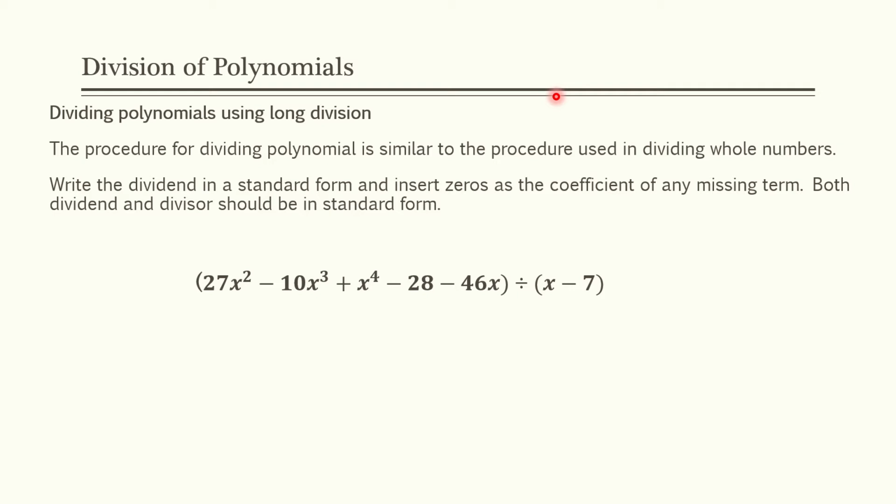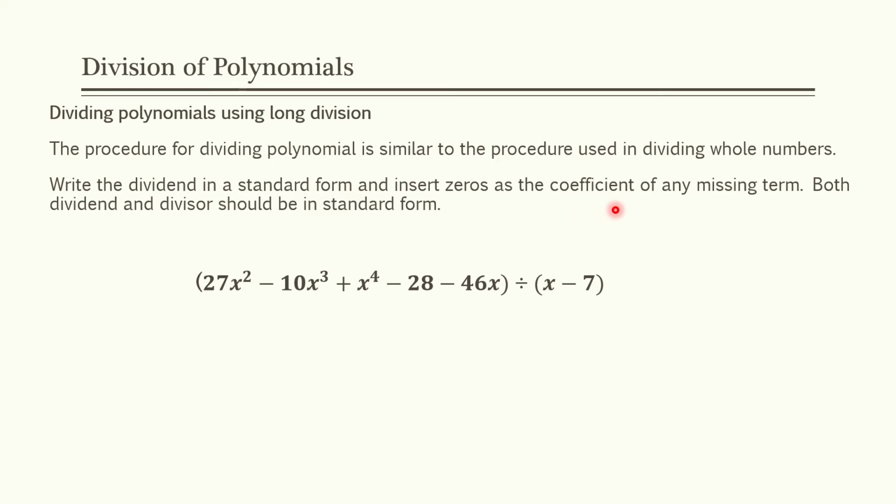Let's have this, okay? So we have 27x squared minus 10x cubed plus x to the fourth minus 28 minus 46x divided by x minus 7. So it is stated here na dapat nakasulat daw sa standard form yung equation natin. So paano isulat to into its standard form? So dapat mauna yung malaking exponent. So if you see, ito yung may malaking exponent 4, tapos yung 3, tapos 2, and we all know pag ang x wala, meaning merong 1, and the last one will be the constant, yung walang variable.